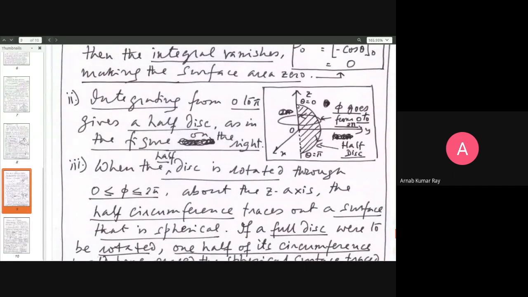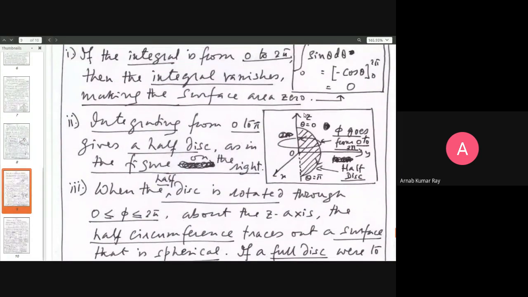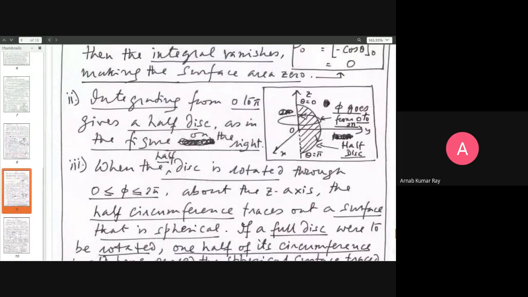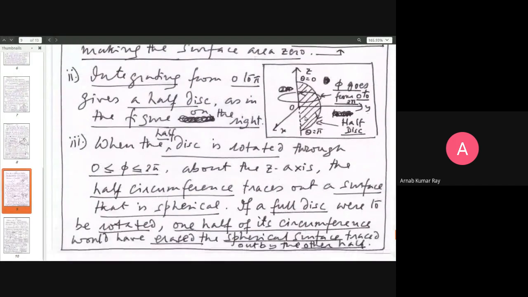Suppose you start integrating from 0 to pi. Integrating from 0 to pi gives a half disk. I'm asking you to find out this shaded area. This phi goes from 0 to 2 pi, but theta gives you the half disk, right? As in the figure on the right. 0 to pi gives a half disk. If you had integrated from 0 to 2 pi, you would have got a full disk. But wait, we don't want the full disk. That will cause a problem for us.